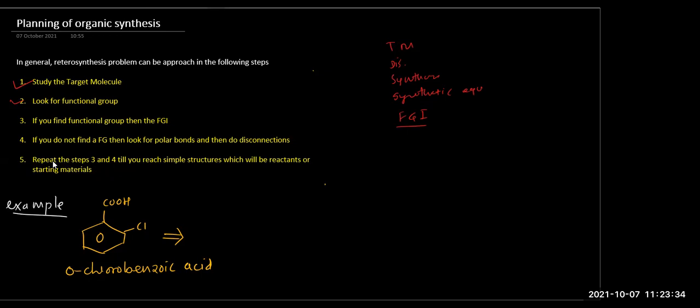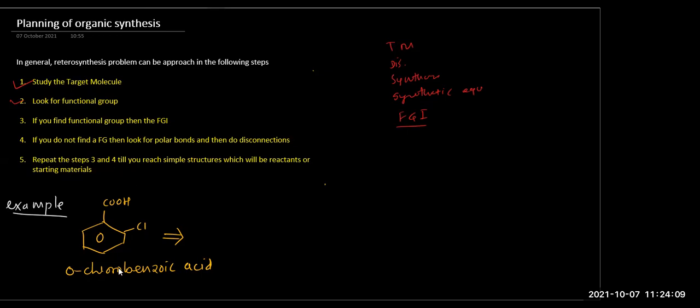And the last and most important step is to repeat steps 3 and 4. So these are the important steps while doing retrosynthetic analysis. Find a functional group; if it is there, then convert it by FGI. If it is not there, then go for the polar bonds. These steps are repeated until you reach a simple structure, which will be your reactant, or we can call it the starting material. So these 5 steps should be remembered during retrosynthetic analysis.